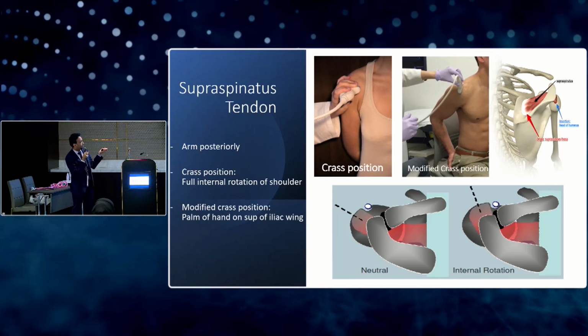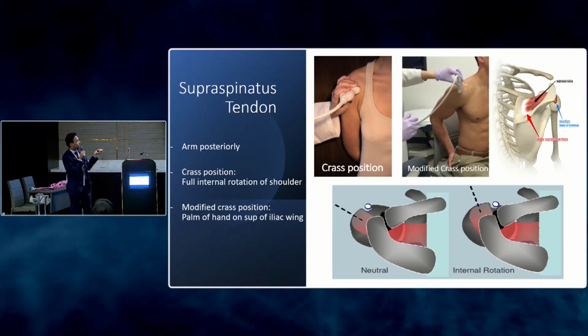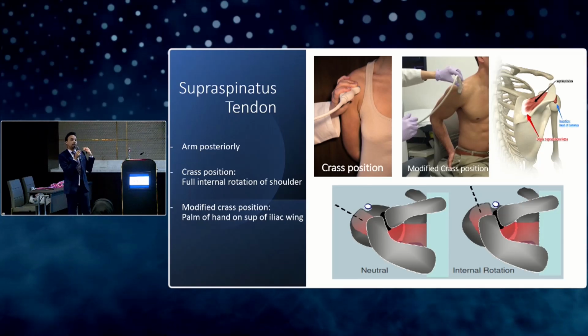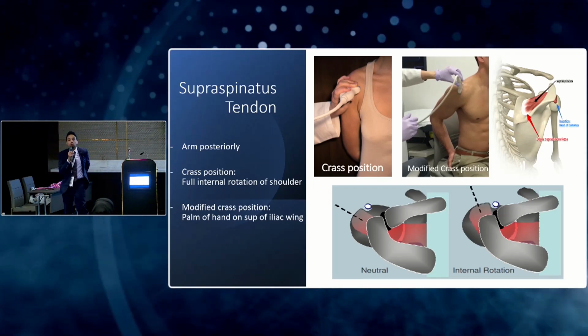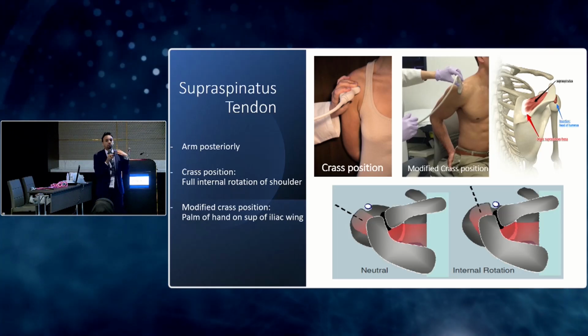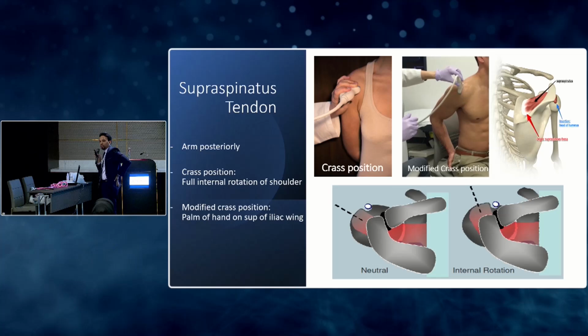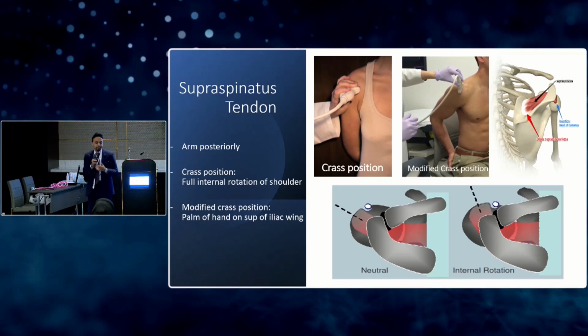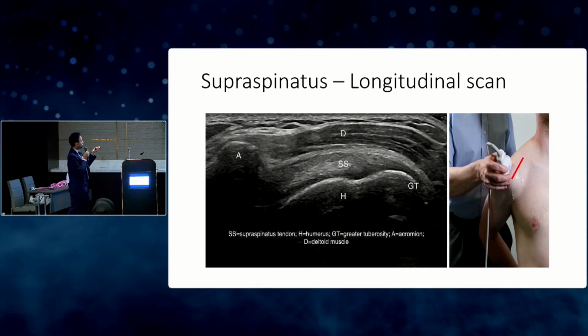As you can see here, this is the biceps tendon groove. Next to it is the supraspinatus tendon. If it's a neutral position, it will be on the lateral side, but we need to expose it anteriorly. So this is why we ask the patient to do this position. Some patients cannot move their shoulder, but we can ask them as much as they can. If they cannot do the modified one, they can just put their hands backward.